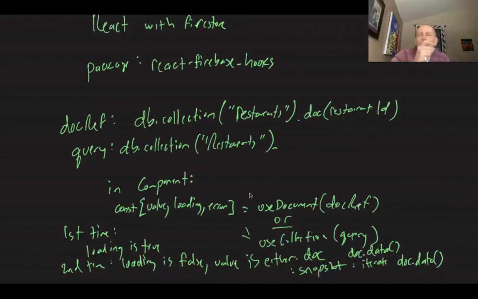Similarly, if you make a query and call use collection on the query, then if there's anything that would change the results of the query, so either there's a new document that would be returned by the query, or a document that's been deleted that belongs to the query, or if any of the documents in the query have changed, you're going to re-render and you're getting a new value for value. And when you iterate over that and then get the data, something about it is going to be different.